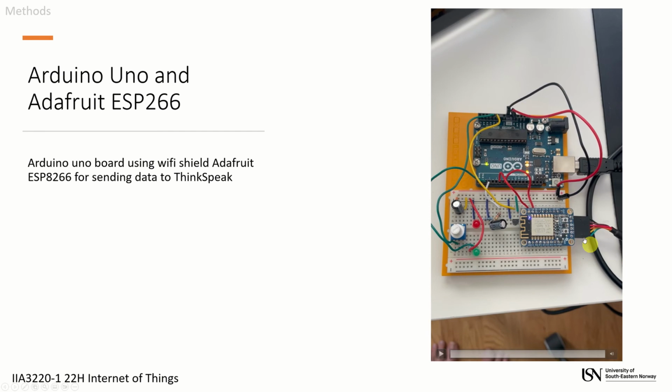And this is a USB cable for downloading or serially monitoring the Arduino Uno, and this is a TTL to USB cable in order to download into the Wi-Fi shield. So we have two programs separately downloaded into these chips.